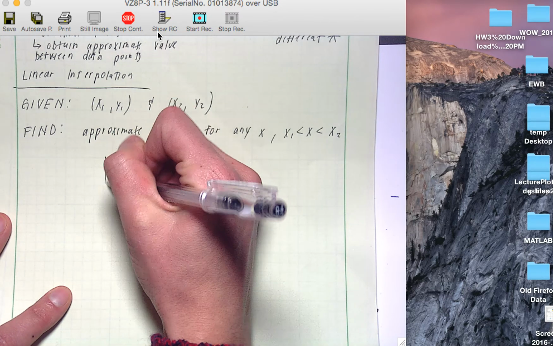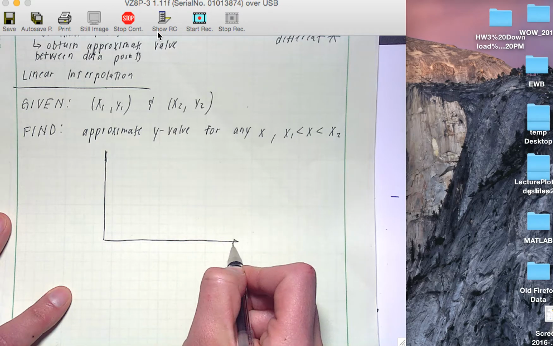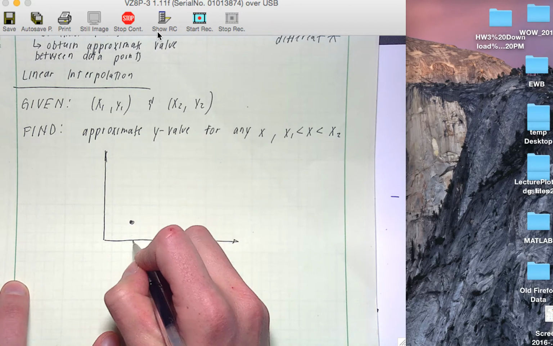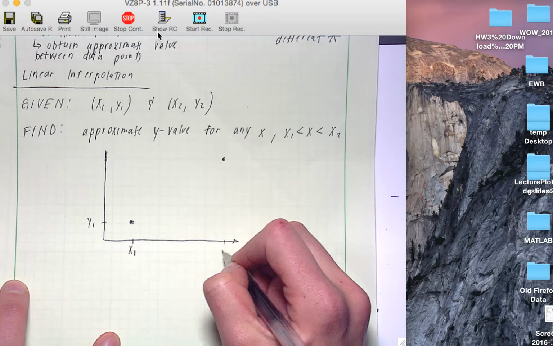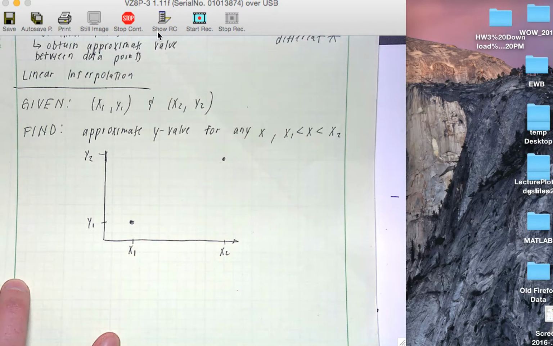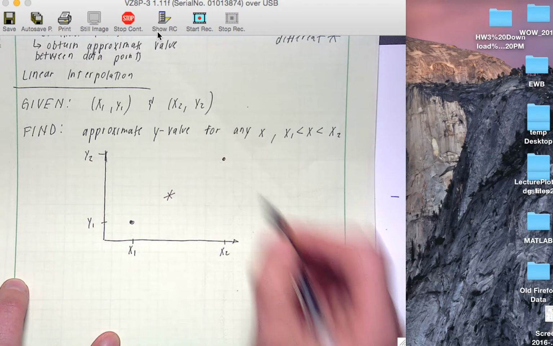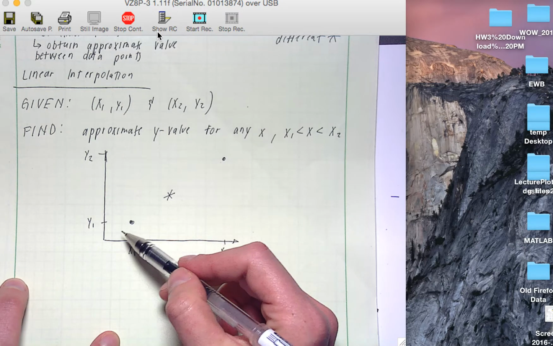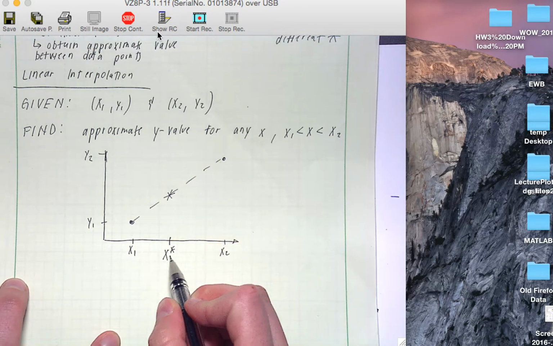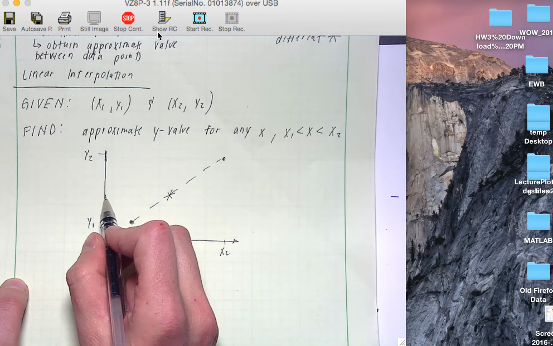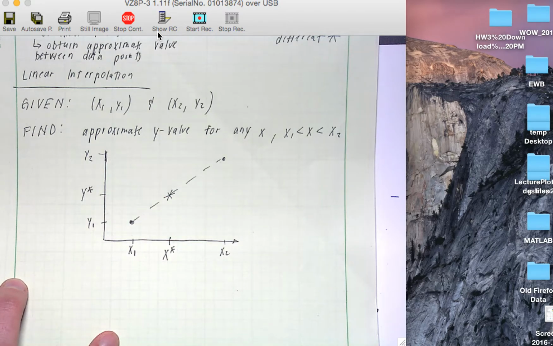So what that looks like is you'll have 1 point, x1, y1, and then you'll have another point, x2, y2. And let's say we're trying to find some point in between. So linear interpolation would say that you would draw a straight line between the 2 points, and let's say we wanted to find it at x star right here, you would just go up and the y value would be on the linear line.